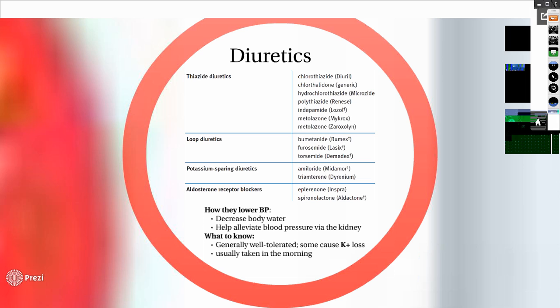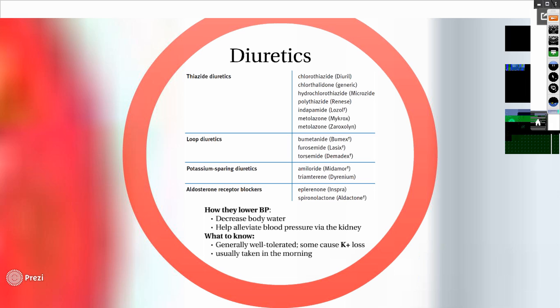However, I'll preface that loops, potassium sparing, and aldosterone antagonists are not really used initially for hypertension. They're more used for things like heart failure. So for the purposes of our discussion, thiazides would be the main treatment modality for hypertension. These drugs are usually taken in the morning because you don't want patients waking up in the middle of the night having to go to the bathroom, something we call nocturnal diuresis. But overall, these are really good agents to start first line. So this is a really good option to start for our patient.